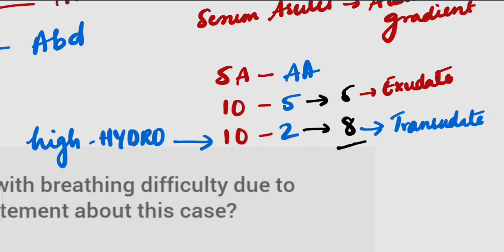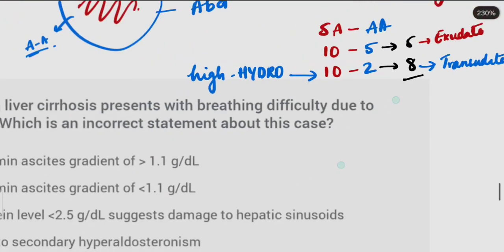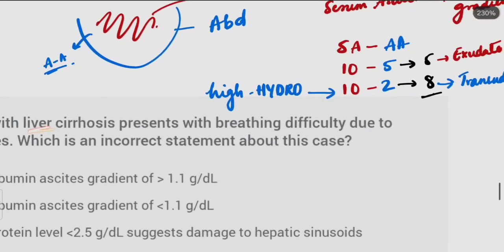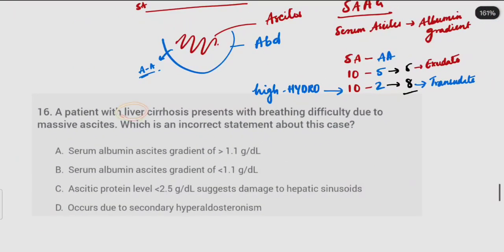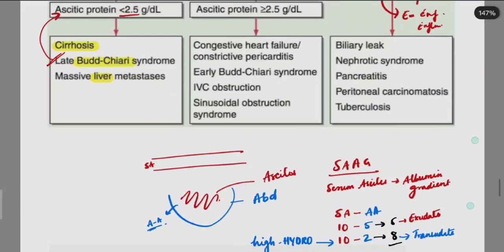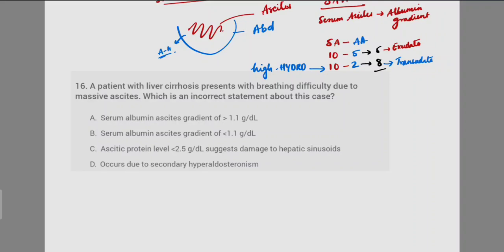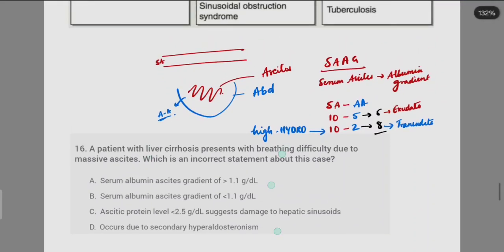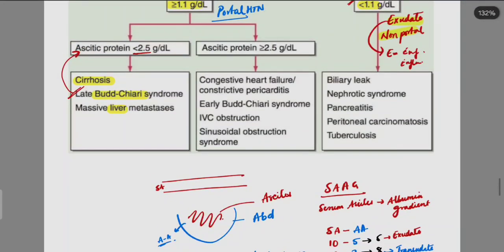Basically when you have more albumin leaking, it is exudate, but here it is liver, and if it were exudate, the gradient would have been less. But high gradient is hydro, we know it is all portal hypertensive causes. In that also we have to see if it's liver cirrhosis, it will definitely be less, right, because your liver is not performing well here, so it would have been less than 2.5.